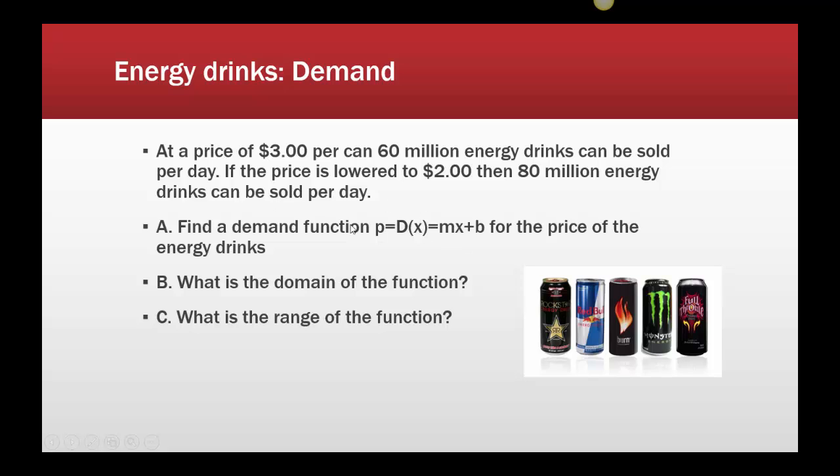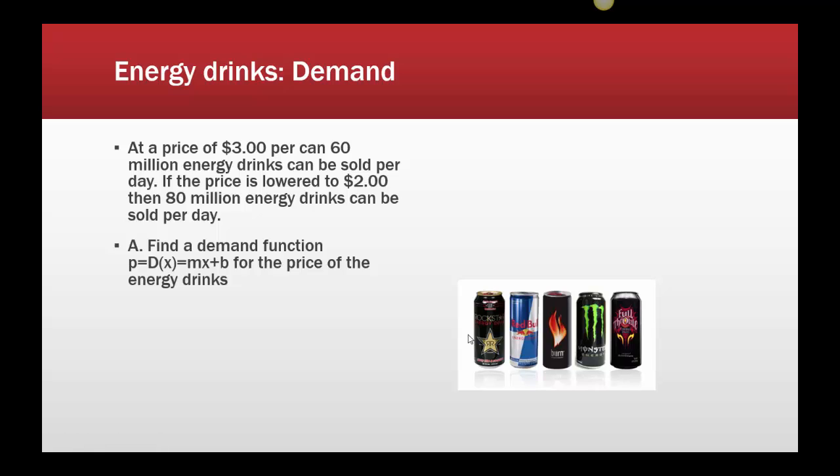So after we figure out what the demand function is, we'll go back and talk about the domain and the range of the function. All right, so similar to what we did before when we were looking at linear cost functions, we need to set up some equations to figure out how the price function will look. So we know from our given information that $3 is the price, so that goes on the left side, that's the P. 60 is the X, so we're going to put that over on the right side, so I have 3 equals M times 60 plus B.